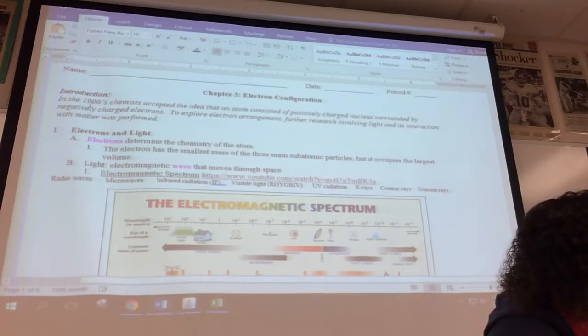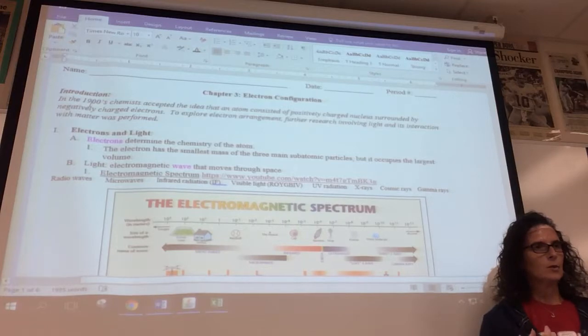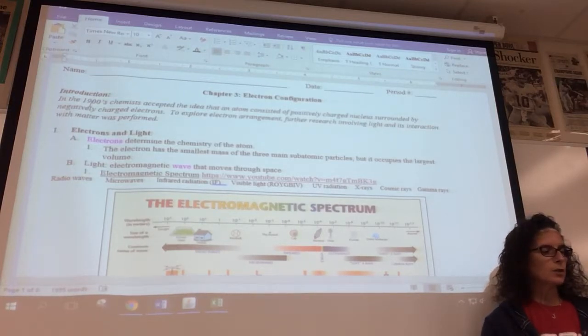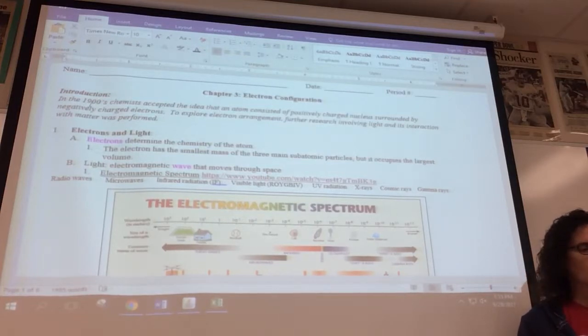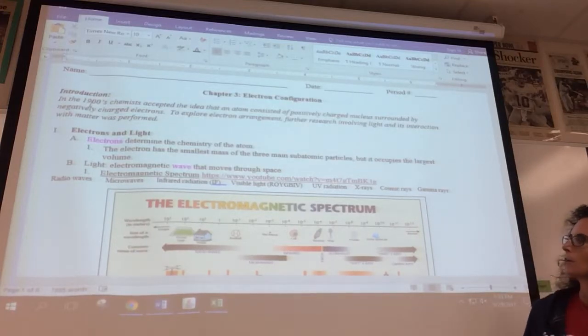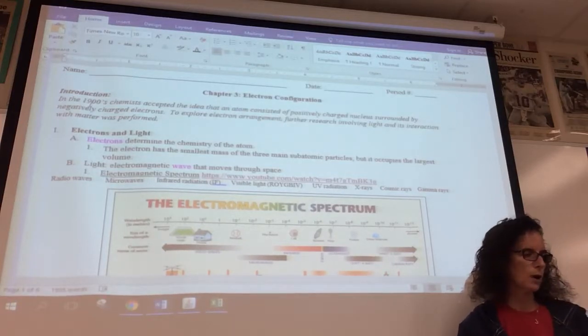So in the 1900s, chemists accepted the idea that the atom was spherical, that the nucleus contained positively charged protons, and that the electrons were around the nucleus. But to really understand where electrons are within the atom, they did quite a bit of research that involved light and the way in which light interacts with matter. You'll also see the relationship between light and electrons.